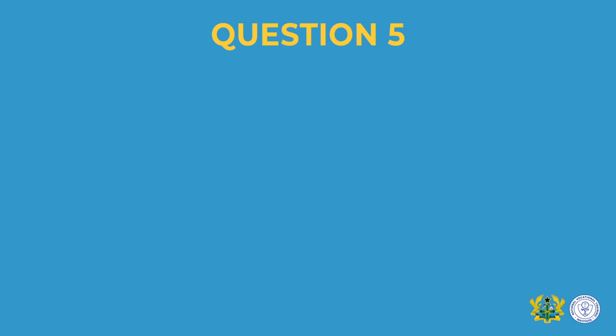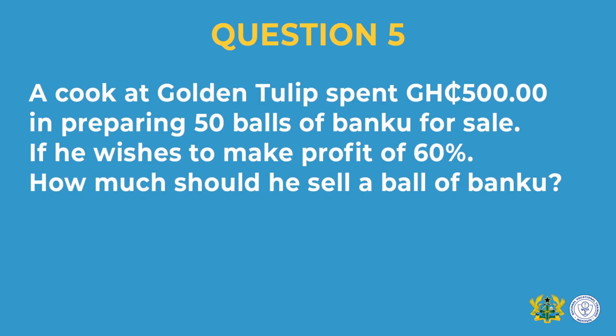Let's pick another example or another question. That is question number 5. A cook at the Golden Tulip spent 500 Ghana cedis in preparing 5 balls of banku for sale. If he wishes to make a profit of 60%, how much should he sell a ball of banku? With the help of the formula given, you can calculate or predict the profit that you want to make.